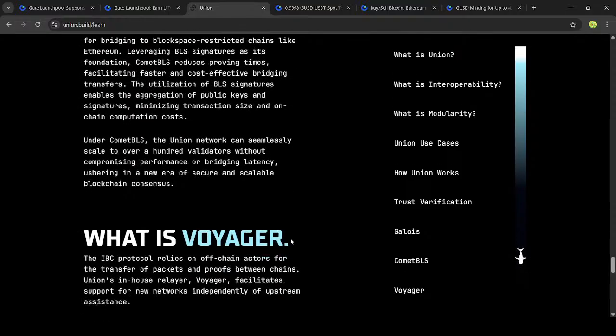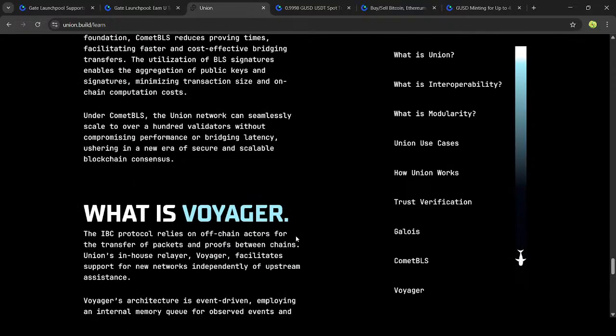So under Comet, BLS and the union network scale seamlessly over hardware and barrier without compromise on performance, bridging legacy and the new, secure and scalable blockchain that ensures.